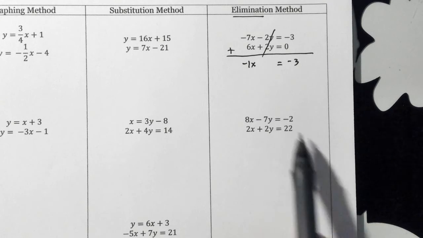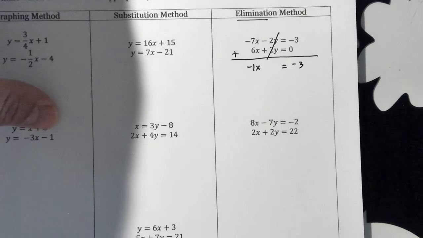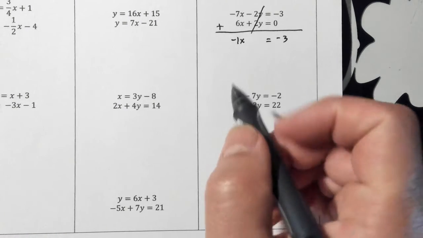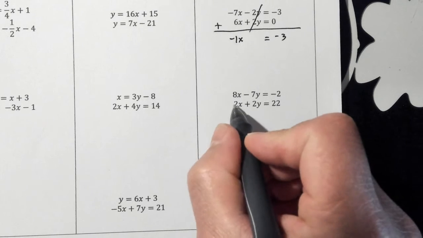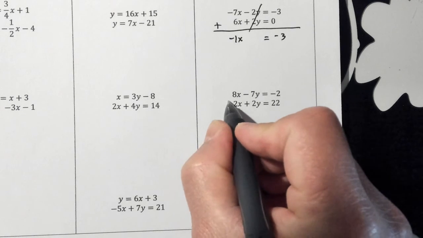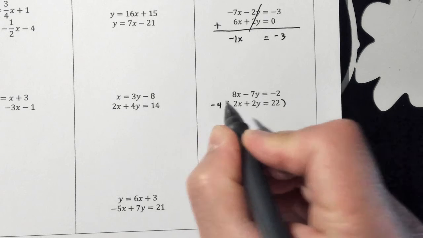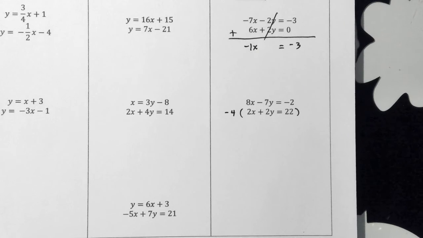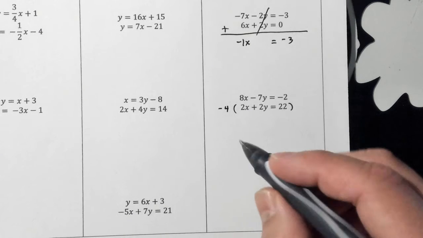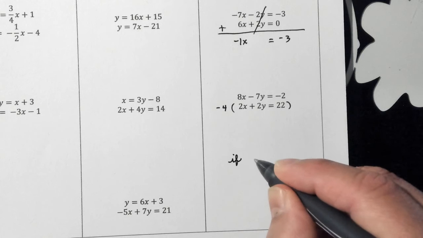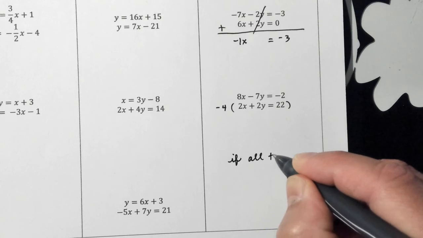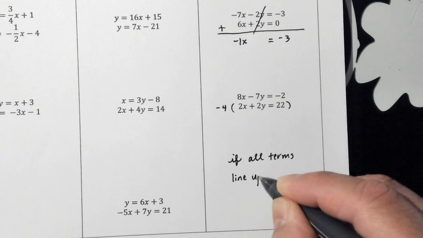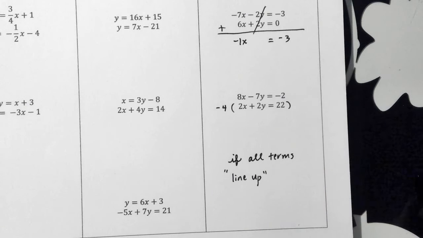This one, everything lines up. So you could tell it is an elimination method problem, but nothing eliminates. So you'll have to multiply everything in the bottom equation by negative 4. Because that'll make that a negative 8, and then the x's will eliminate. So real easy to tell. If everything lines up, if all terms line up, then you know it's going to be elimination method.